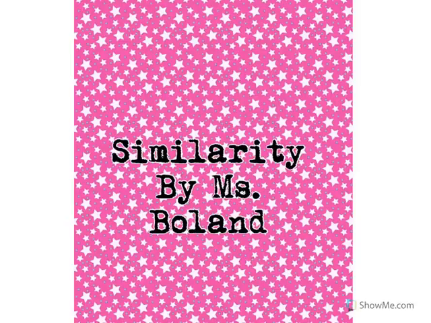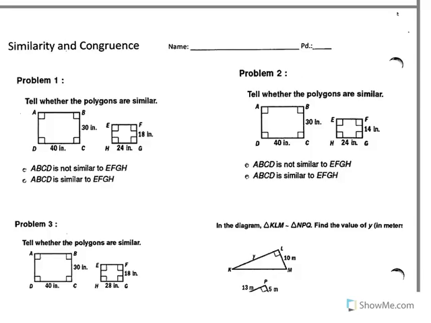In similarity, you have to set up proportions for everything to solve. On problem 1, you're supposed to tell whether the polygons are similar. The very first thing you need to do is figure out what sides are corresponding. You're going to look at the smaller polygon and the larger, and these two sides correspond. They match up. And these two sides match up.